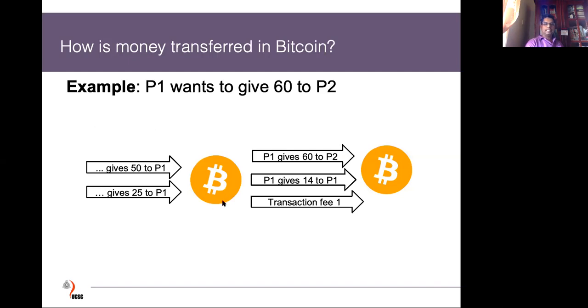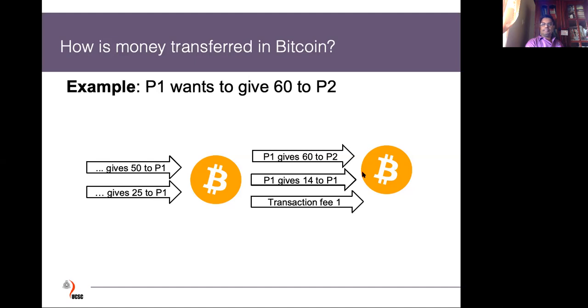For example, let's say there is a person P1 who has a wallet. He has received 50 Bitcoin and 25 Bitcoins. P1 wants to give 60 Bitcoins to a person called P2. Someone has given 50 Bitcoin to P1. Someone has given 25 Bitcoin to P1. So that means P1 has 75 Bitcoins in his wallet at the moment. From this 75, he wants to give 60 to a person called P2.